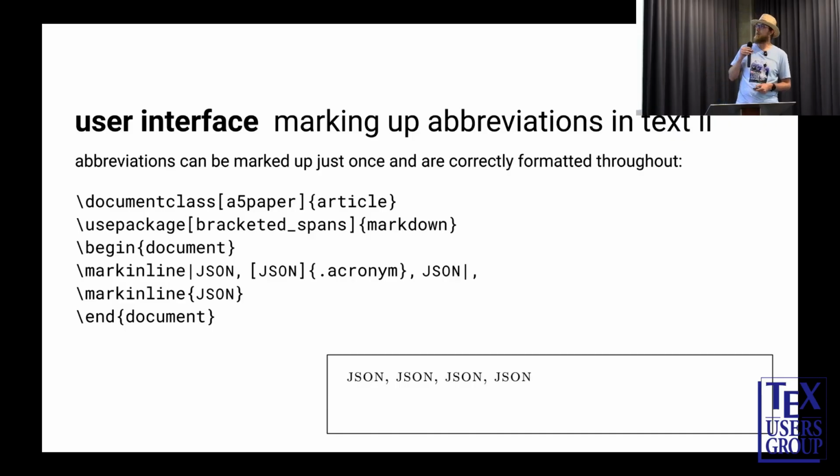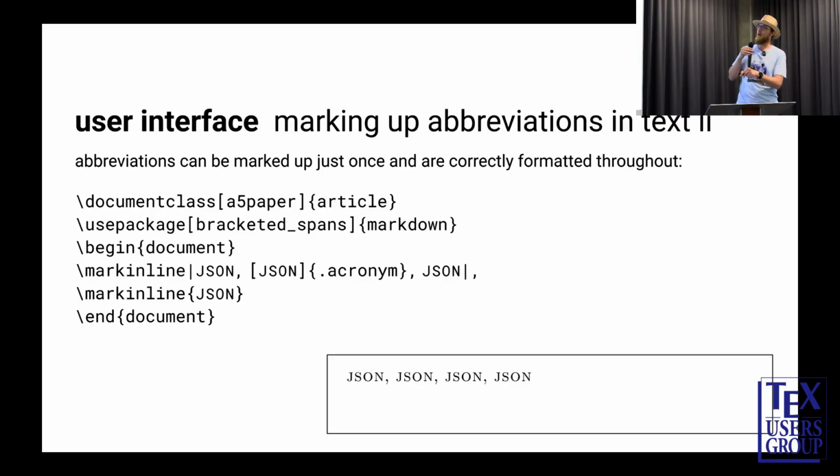This requires multiple compilations. So during the first compilation, this one would be formatted like an acronym. These two wouldn't, because this entire markup inline is done as a single invocation. So these two JSONs are not special, but during the evaluation of this, JSON is actually added to the acronyms option. So the next one is already formatted correctly in the first run, because when this markup inline is encountered, the option has already been updated.